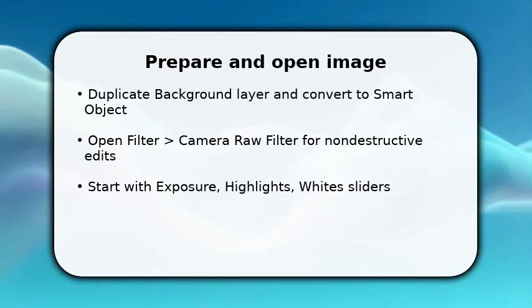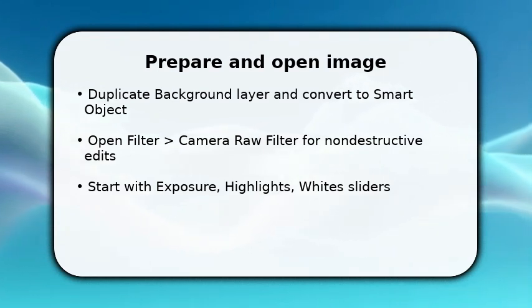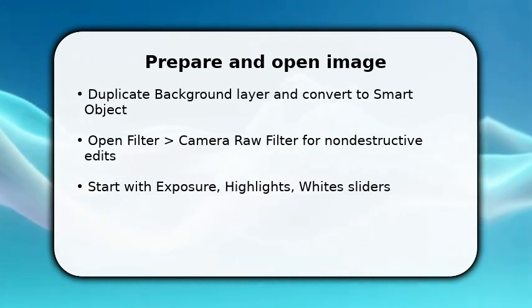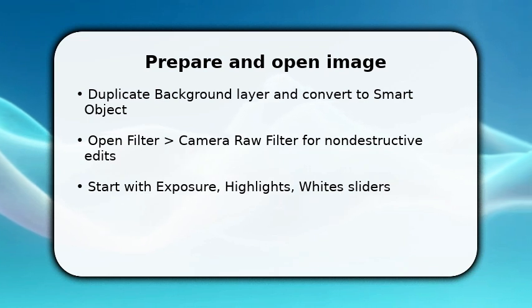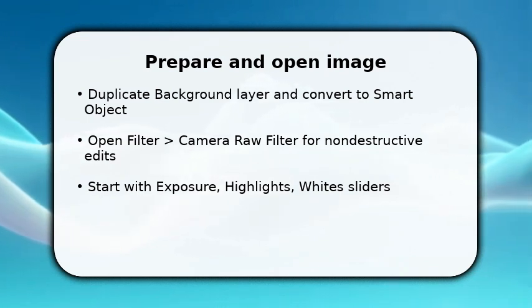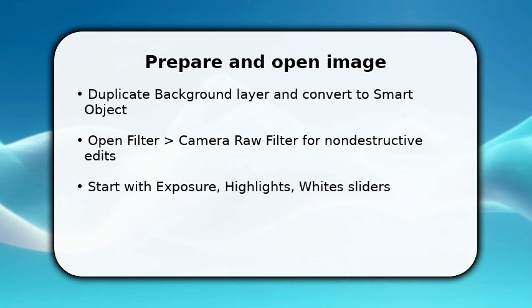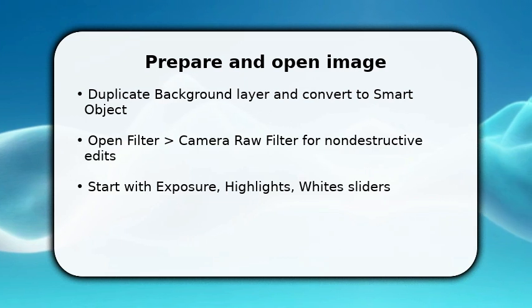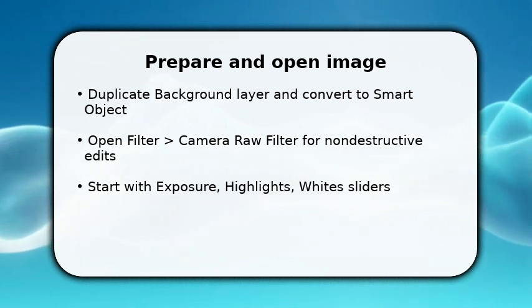You start by duplicating the background and converting that copy to a smart object so every edit stays reversible. Once done, open Filter, Camera Raw Filter, and immediately pull exposure down in small increments to avoid crushing midtones. Next, drag highlights toward -100 and reduce whites about 30-60 to recover blown areas. This brings back detail that simple exposure adjustments miss.